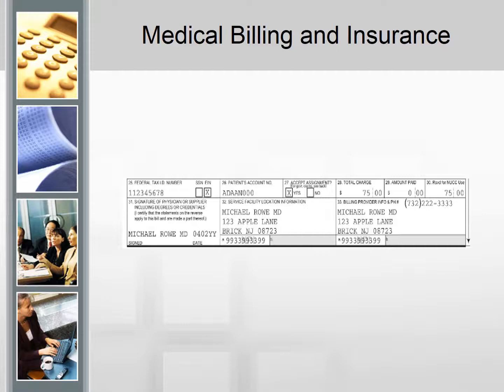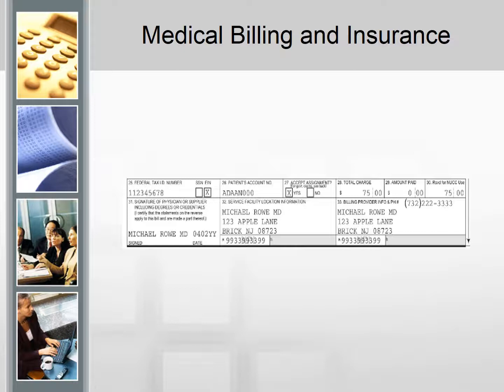Then for the last section of the claim form, Block 25 lists the physician's federal tax ID number and identifies whether it's their Social Security or their employer identification number. Block 26 asks us for the patient's account number, and this is the number assigned specifically by the practice or the provider, not their insurance number. Block 27 asks if the provider is accepting assignment. You can assume for any claims that you're completing in class that they are, and X the yes box.